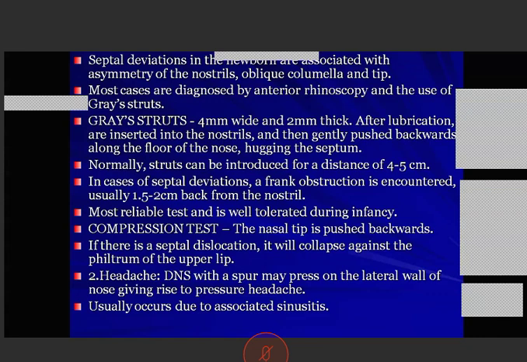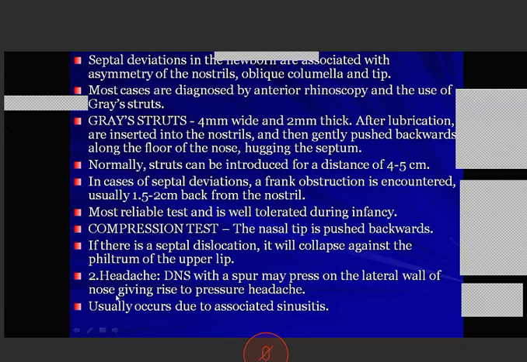So this is the most reliable test and is well tolerated during infancy. The other is a compression test. The nasal tip is pushed backwards. If there is a septal dislocation, it will collapse against the philtrum of the upper lip. So in newborns, to see whether there is a nasal deviation or not, you can use these methods, either using a Gray's strut, where it cannot pass further than 1.5 or 2 centimeters, or a compression test.